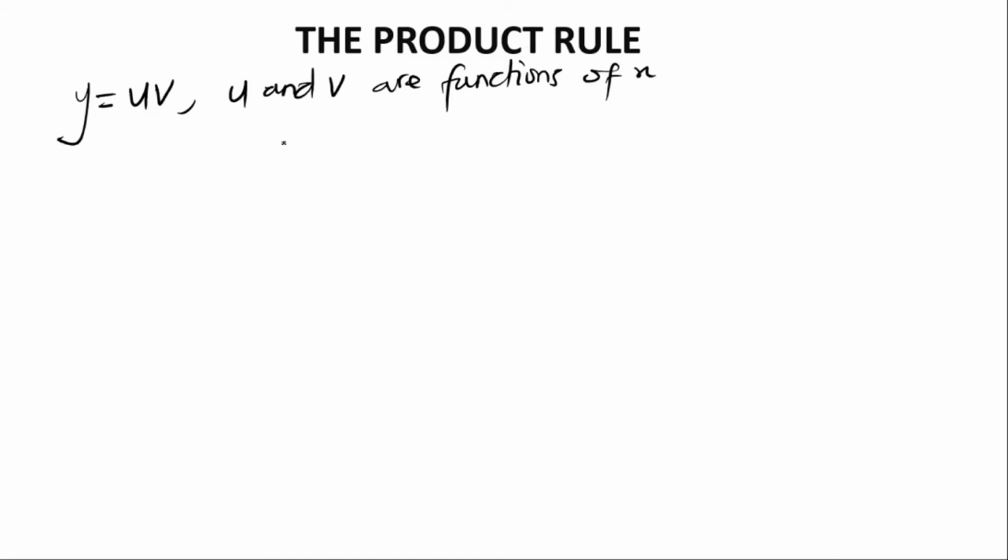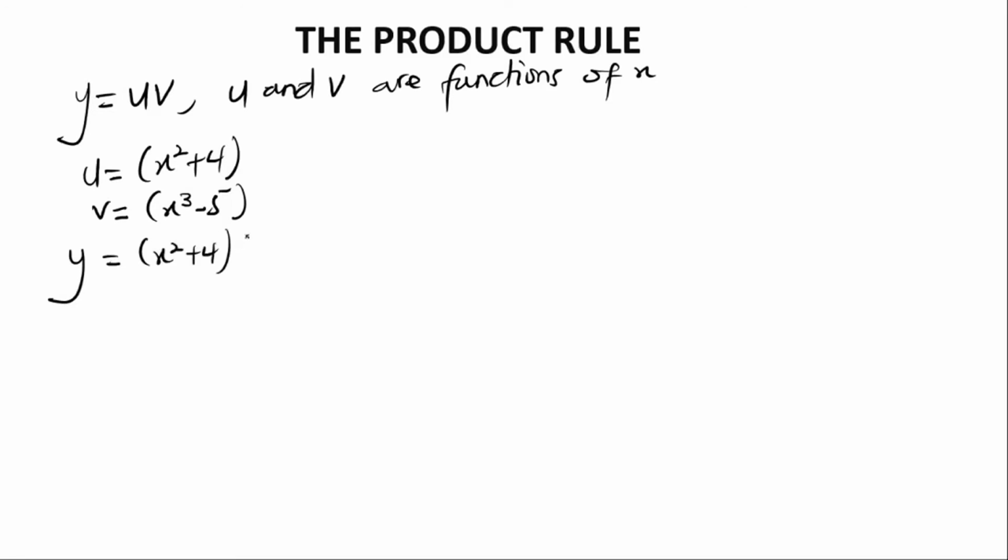product rule. By u and v being functions of x, I mean, let's say u is equal to a function, let's say x squared plus 4, and v is a function, let's say x cubed minus 5. So our function y becomes a function of the form x squared plus 4 times x cubed minus 5.